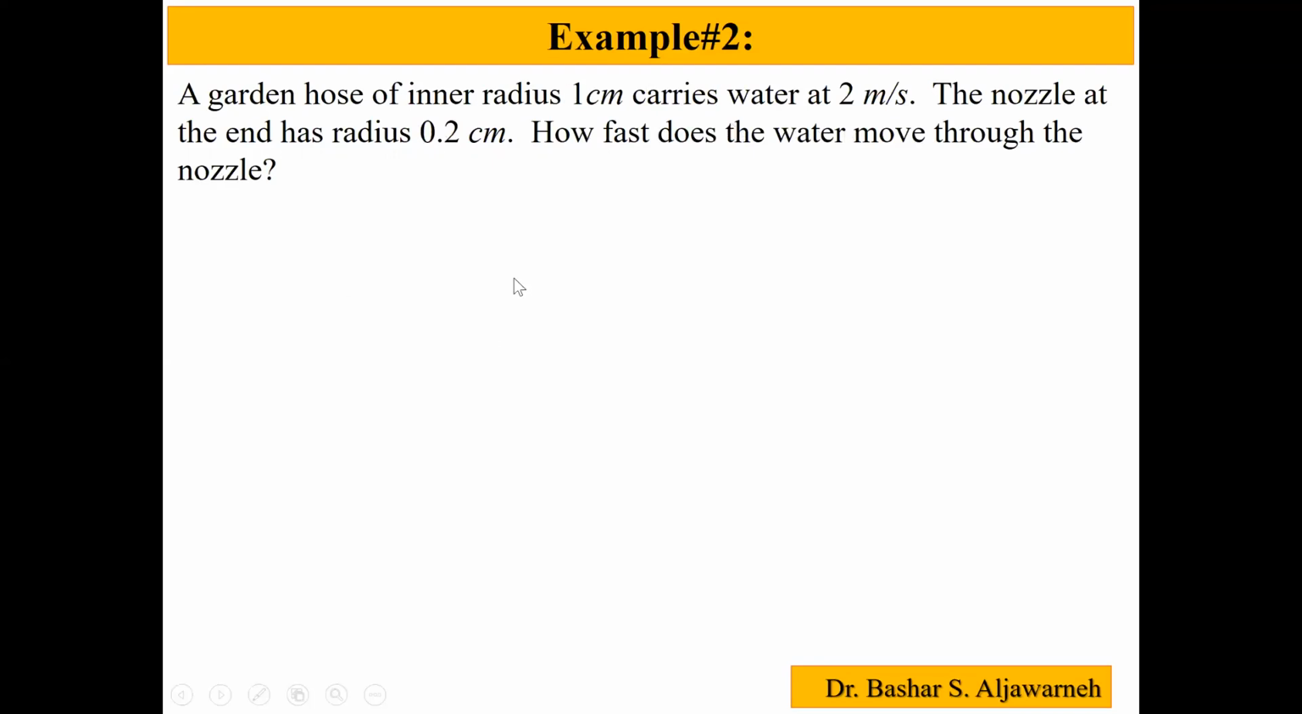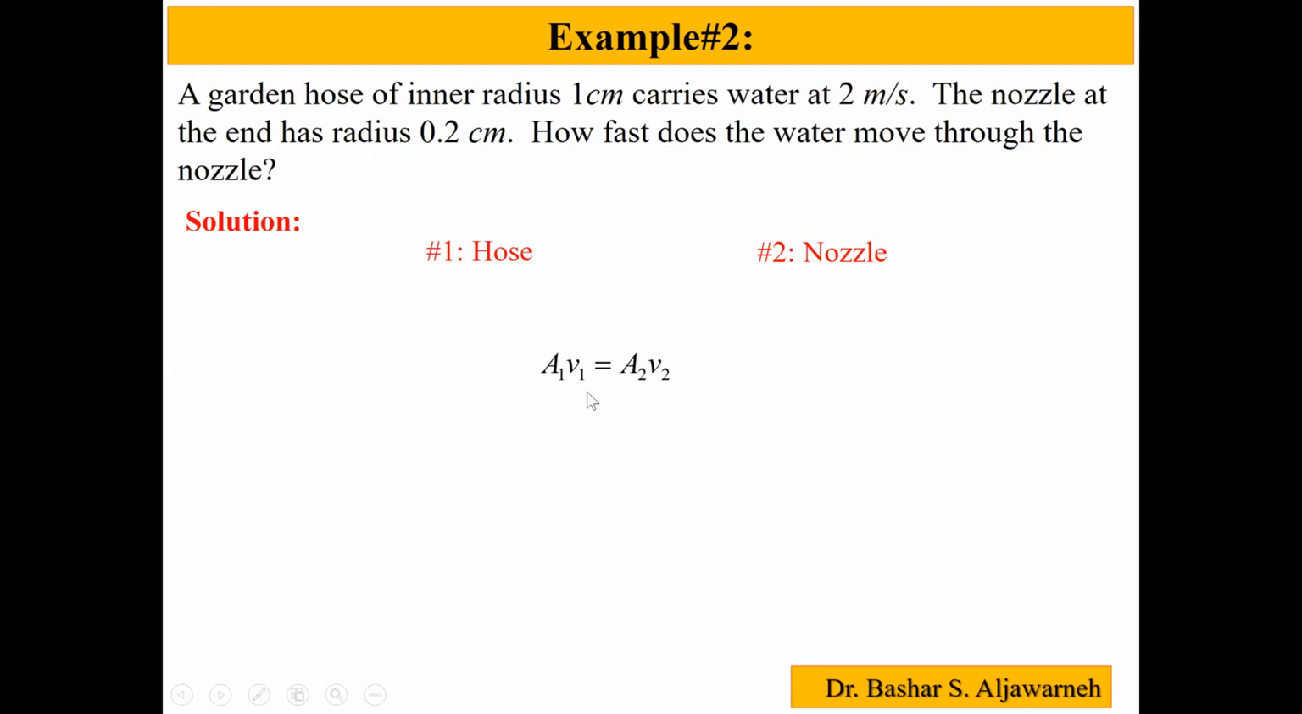We have two cross-sectional areas, A1 and A2. In general, I would like to do the following. I will assume the hose cross-sectional area is number 1, and the nozzle is section number 2. Therefore, I can say Q1 equals Q2. From this, A1 times V1 equals A2 times V2.